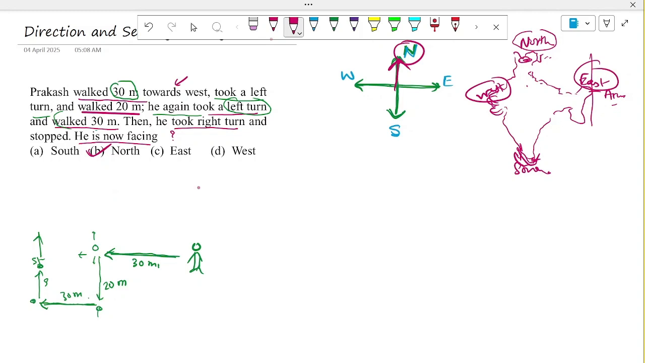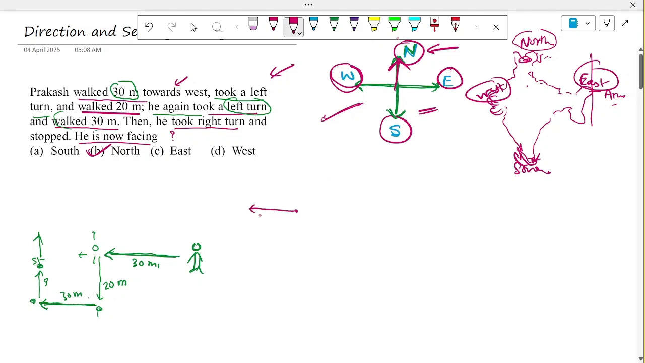Anybody any doubt in this question? Just I'll explain once again. You see, Prakash walked 30 meter towards west. You know which is west? This is west, this is east. That should be clear. If you are making mistake in drawing this diagram itself, then you are going to solve all the questions wrong. Any question depending upon this direction, you are going to solve it wrong. Okay. So remember, this is most important. First you practice this, and when you are able to draw this correctly, then you will be able to solve this question correctly.